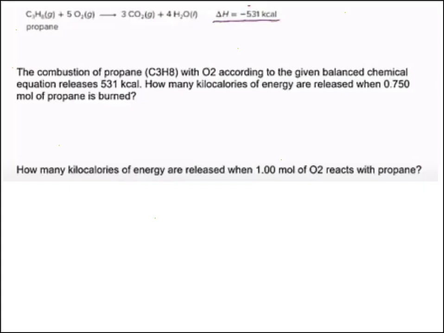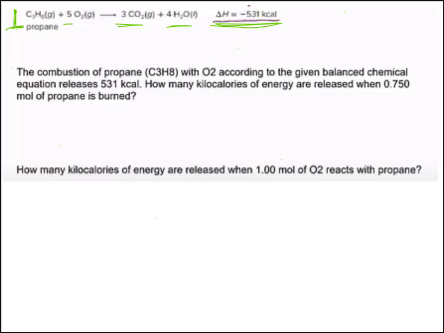All right, let's look at this problem. We're going to get even more in depth. So we have a thermochemical equation here looking at the combustion of propane, which is C3H8. And it tells us that our delta H is negative 531 kilocalories per mole. And this is a balanced equation. For every 1 mole of propane combined with 5 moles of oxygen, it creates 3 moles of carbon dioxide gas and 4 moles of water.